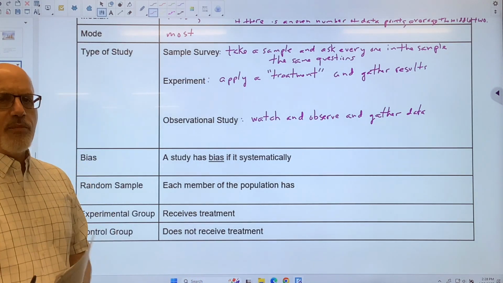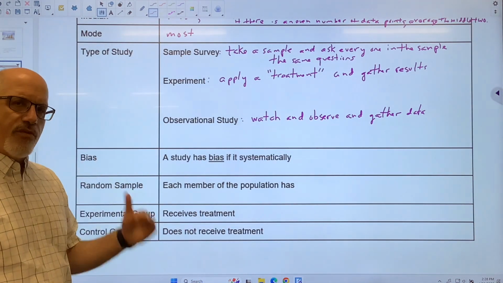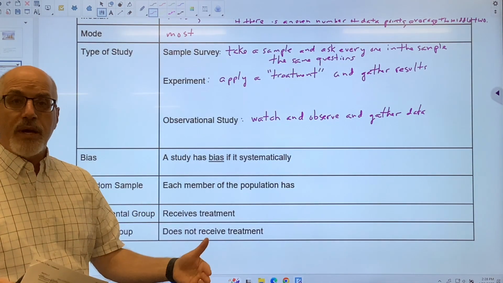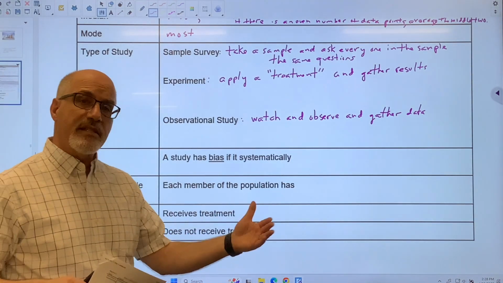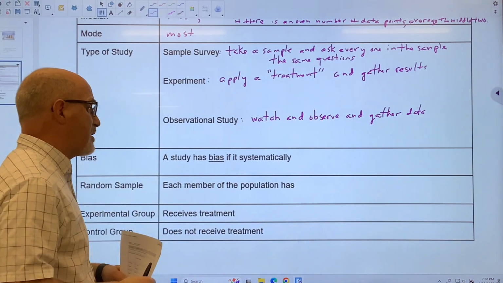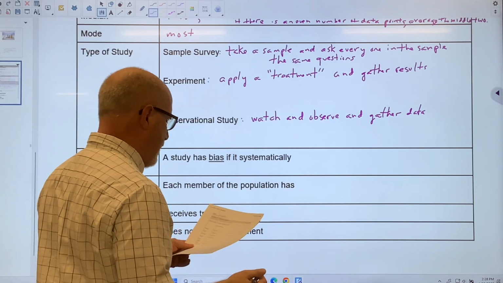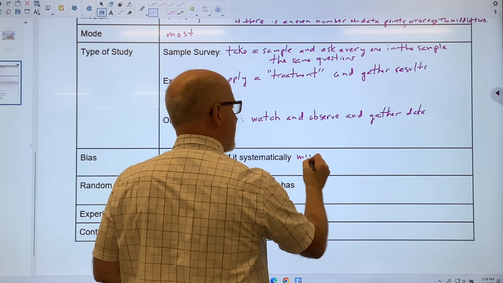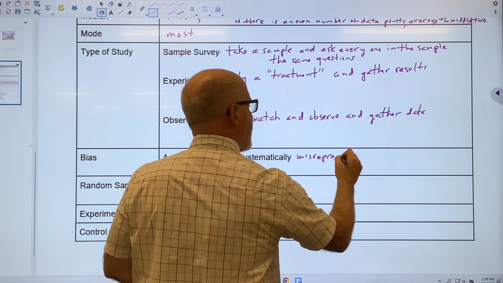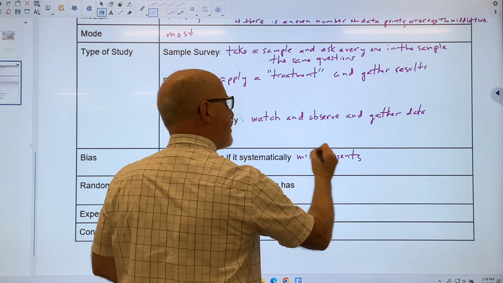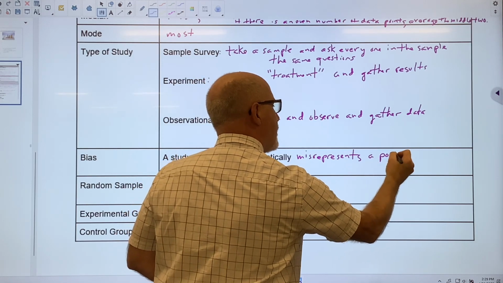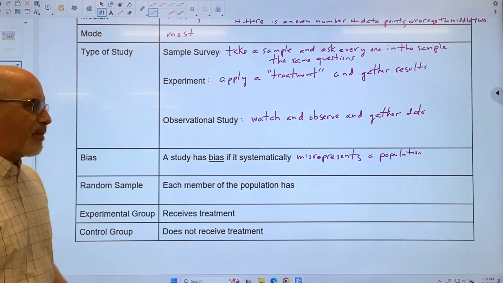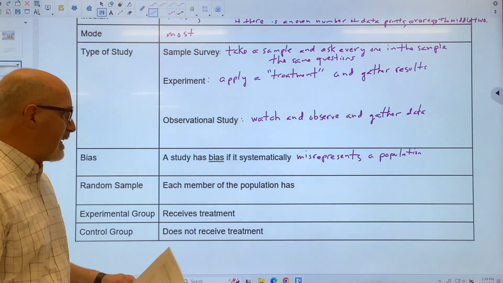All right, now this is a very important word in statistics, bias. We're trying to avoid bias in the work we do. Oftentimes statistics can be used in the wrong way because people bias their answers to come out with a specific type of answer. A study has bias if it systematically misrepresents a population. So if we're changing the data so that it will misrepresent what should happen with the population, that's bias.